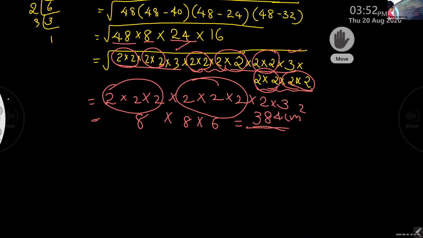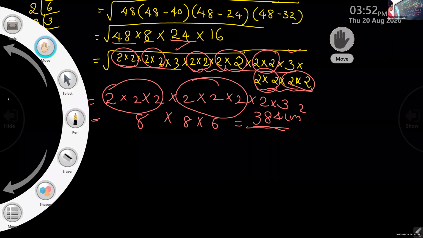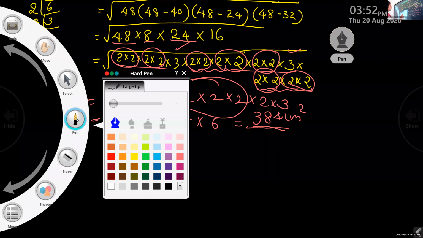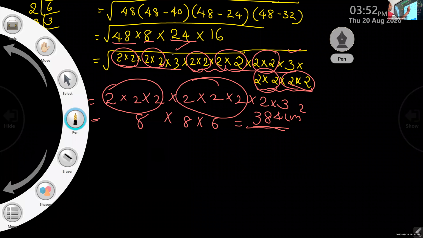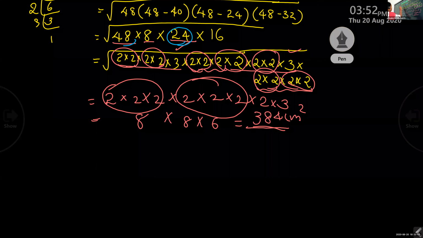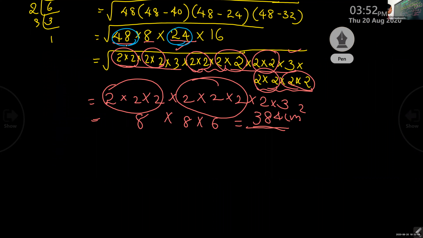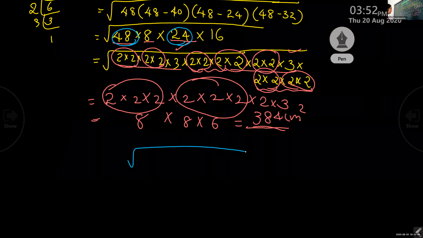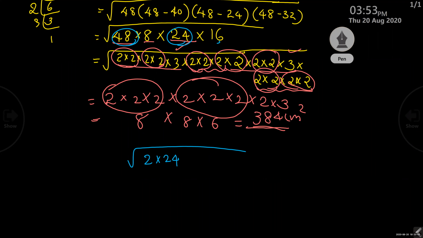Okay, children, you can do one more thing that I will show you. Listen. See, here 24 has come, right? So 48 is there. So you can write 48 as 2 into 24. So it is easy for us to calculate. Now 16 you can write as 2 into 8. Again 8 is there, right?